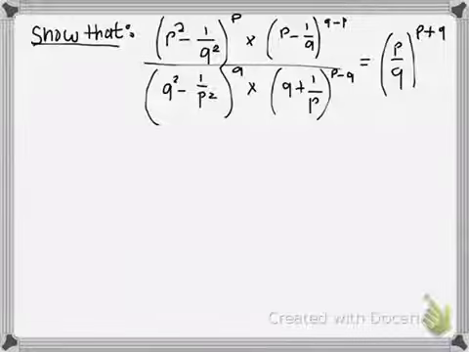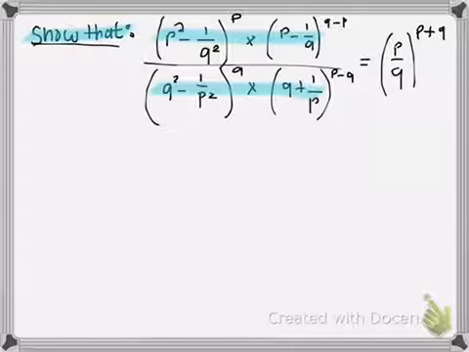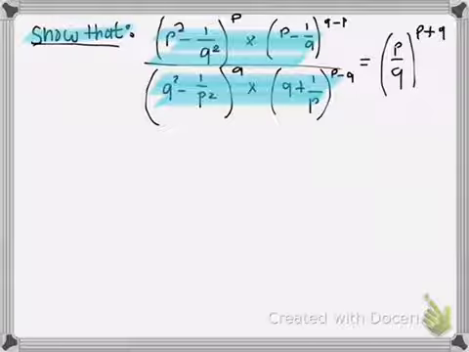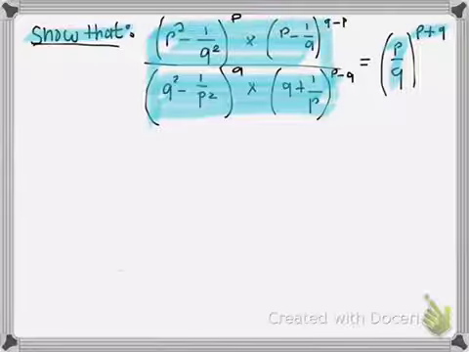Hello, let's try to solve another question from exponential equation. Here we have to show that when we solve the expression on the left hand side, this four expression on solving should give p by q to the power p plus q. So let's try to simplify these four expressions which is on the left hand side of the equation.